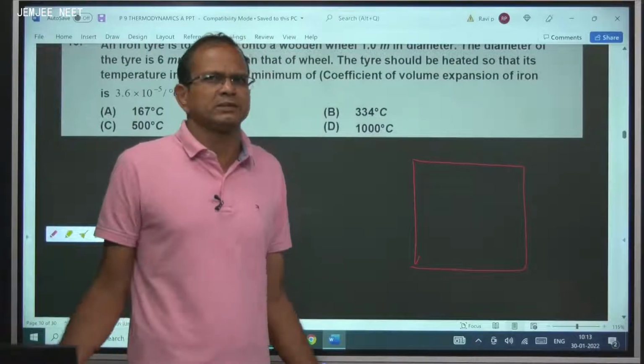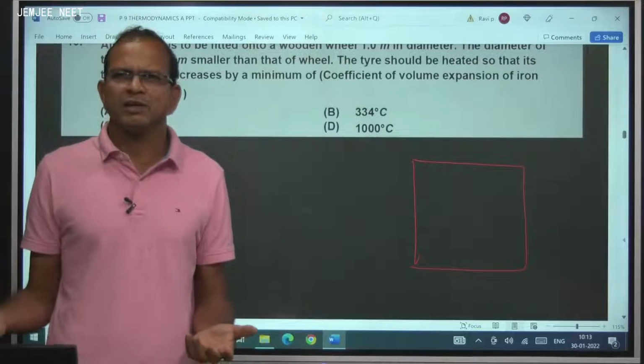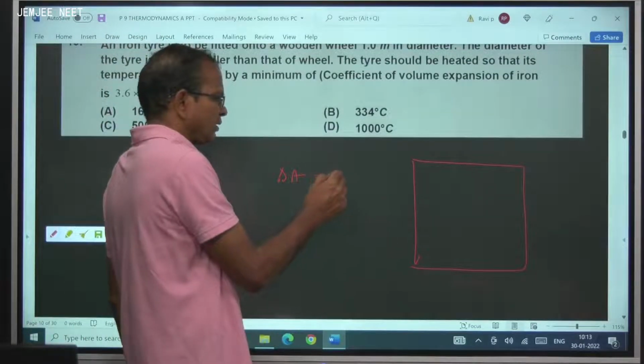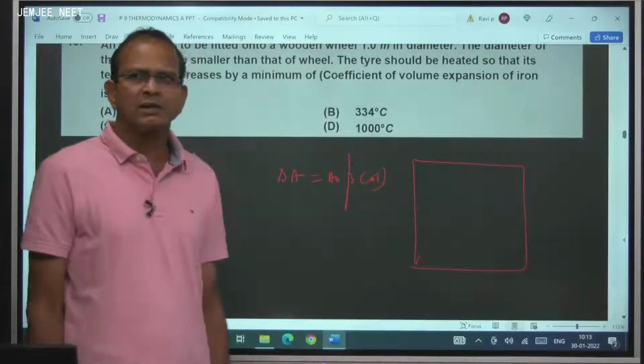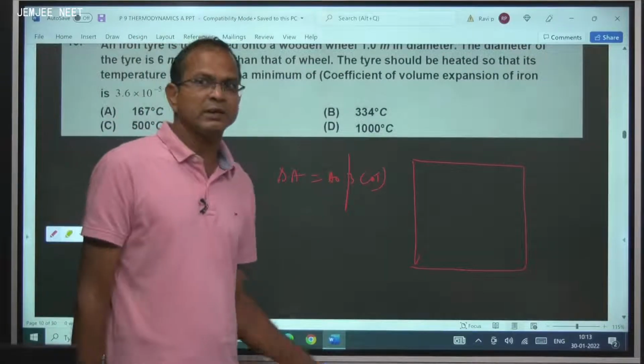Increases very clearly. We know A is equal to A naught into 1 plus beta delta T. Delta A is equal to A naught into beta delta T, where beta is the coefficient of areal expansion or volume expansion of the gas. We know very well, but that is not the problem.